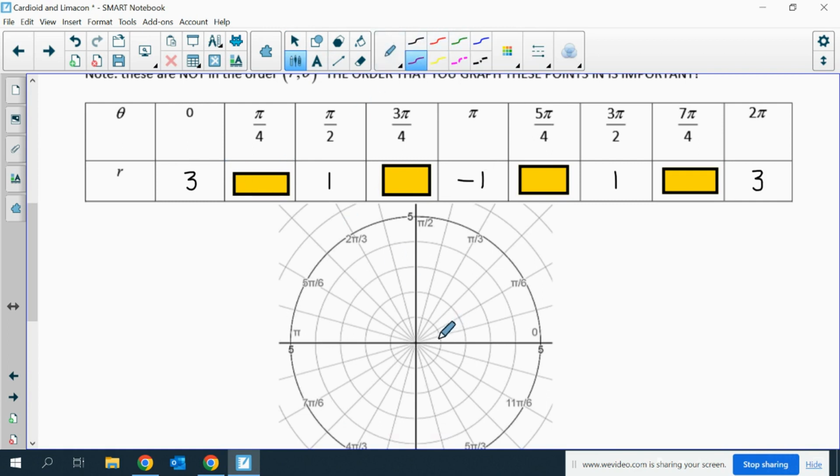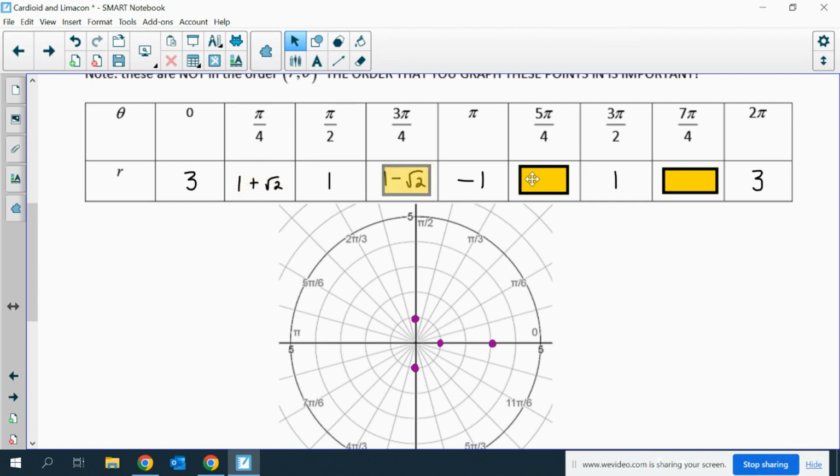So 3, 0, 1, pi halves. Then I end up with negative 1, pi. So basically what that means, remember if we have negative r values, that goes to the opposite side. So negative 1, pi is actually going to be at the exact same point as 1, 0. Then we have 1, 3 pi halves. And so maybe in order to see what this looks like, we need to get a better look at these pi fourths intervals.